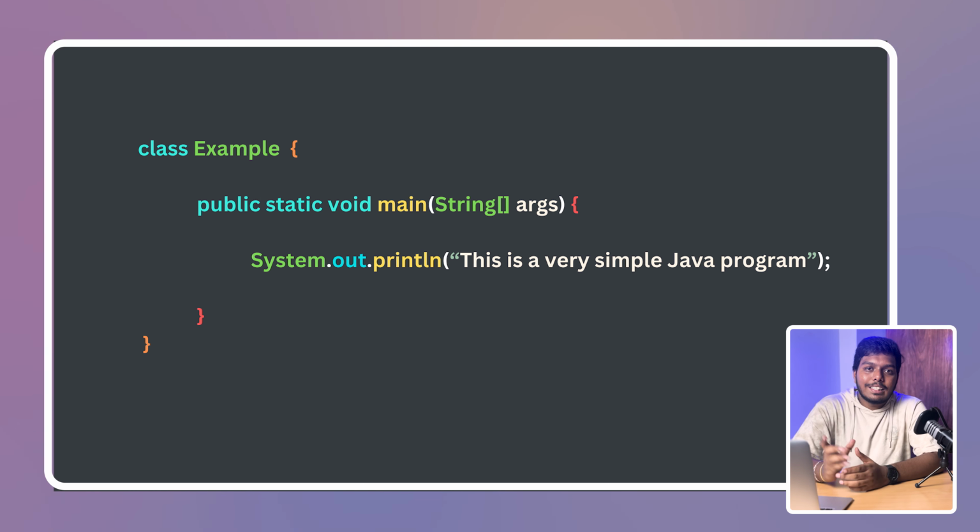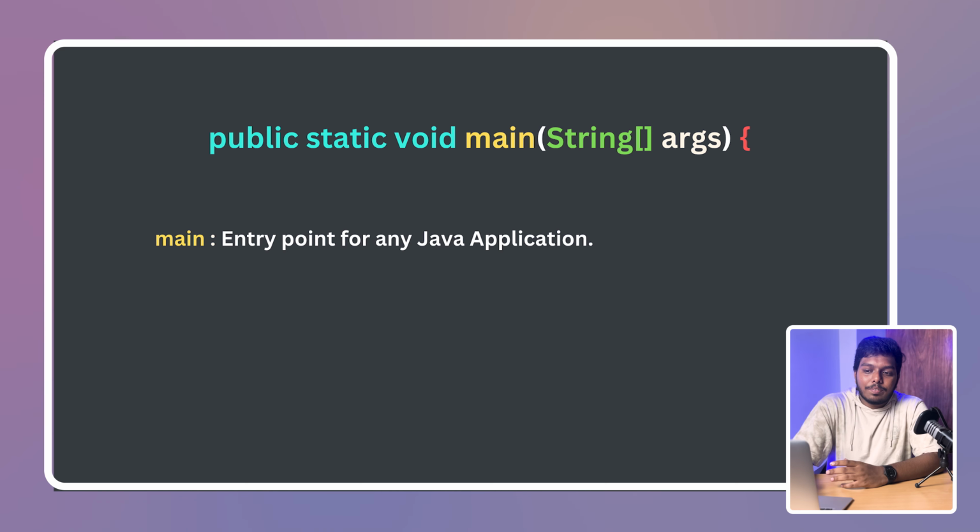So the next line is public static void main string args. Here is our main method, which is the entry point for any Java application. When the program runs, the execution starts from the main method. No matter how many classes you are having, the execution always starts from the class which has a main method.